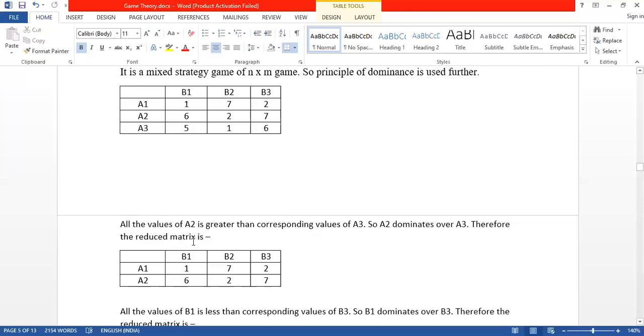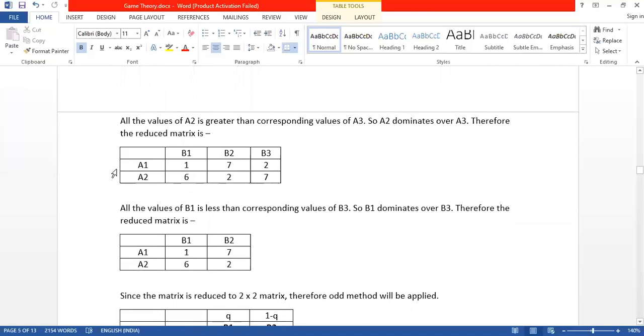Therefore, the reduced matrix. Now, since A2 is dominating over A3, that means we don't require A3 in our matrix. So we reduced it, and our new reduced matrix does not have A3. See, right? So the new matrix has A1, A2, B1, B2, and B3. Fine. Now let us move further.